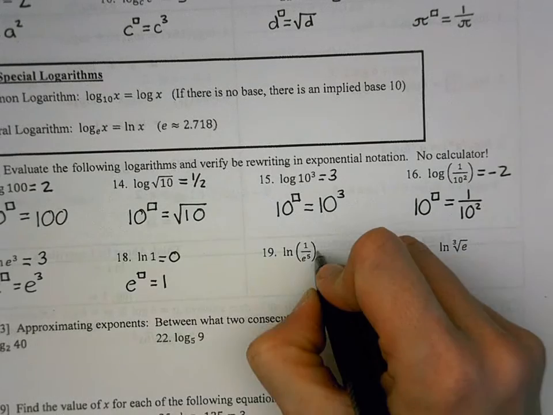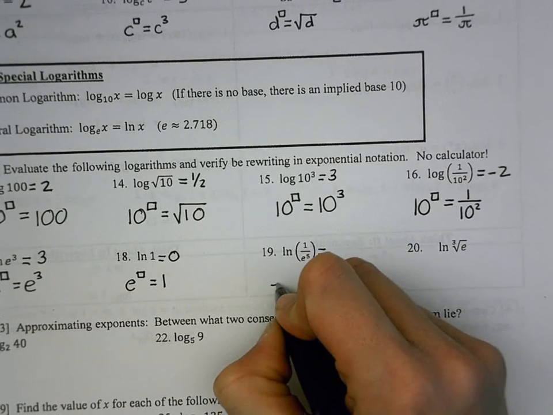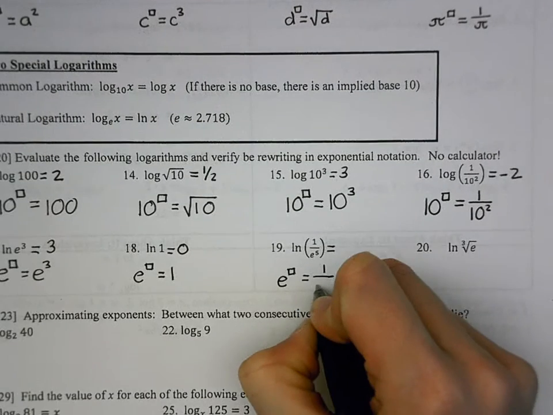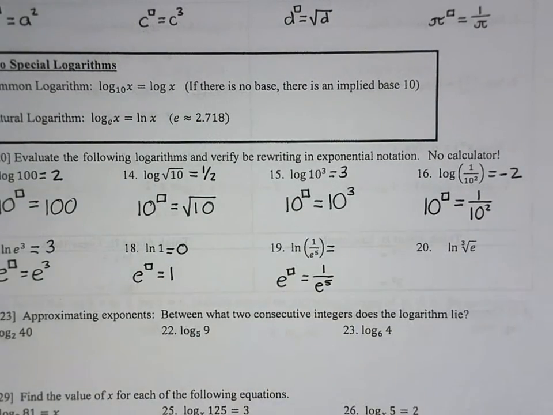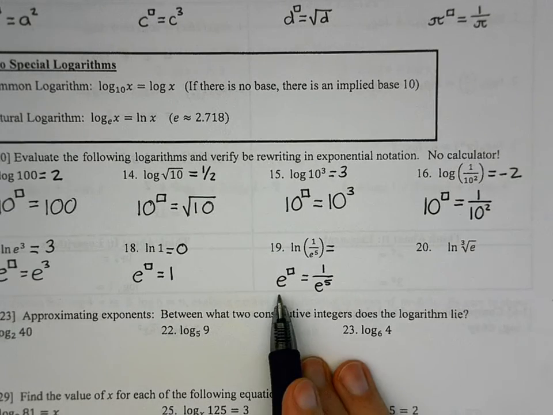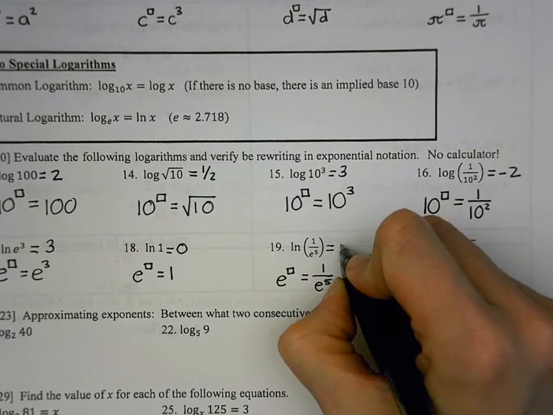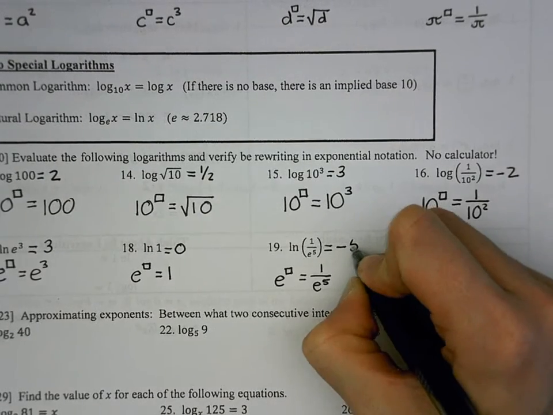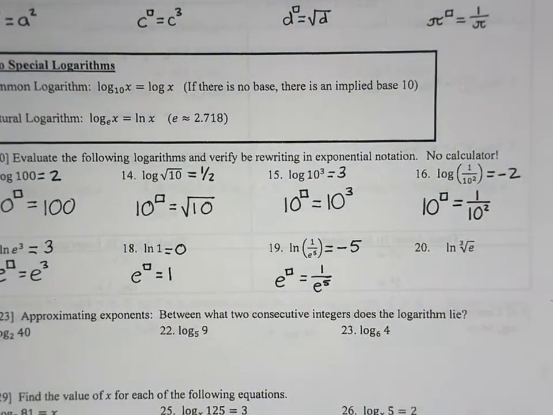Number 19, another natural log, so base e. What does that exponent need to be to give me 1 over e to the 5th? Okay, well this one's a lot like 16. For that e to drop down into the denominator, my exponent would need to be negative. And then I want it to be e to the 5th, so I'm going to have negative 5 as my exponent.